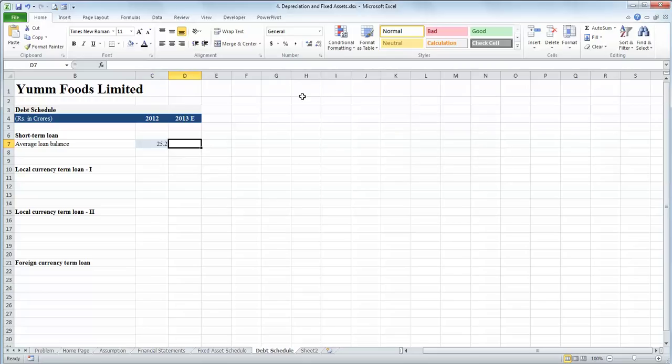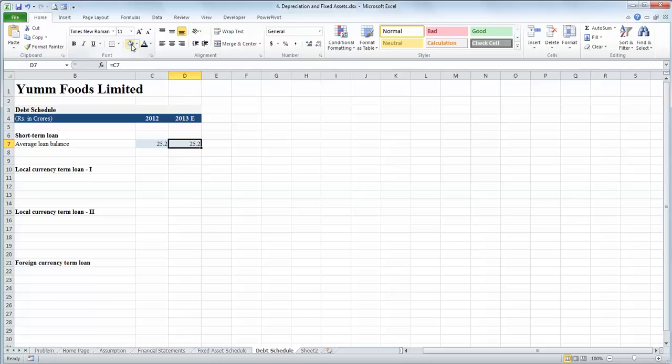The problem mentions that the company is expected to roll over the loans in future, which means we shall assume the same amount as outstanding for 2013 as well. Yet this is an assumption, so we shall highlight it in the respective color code. Now a question that naturally arises is, why are we keeping the loan amount directly punched in the debt schedule rather than keeping it in the assumption sheet?